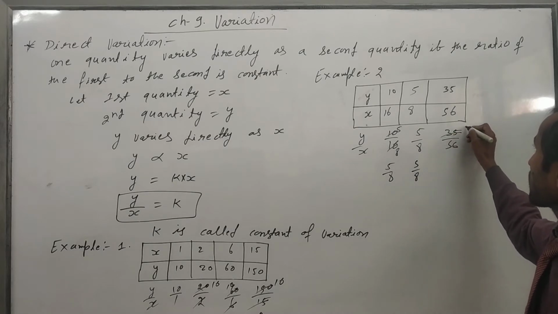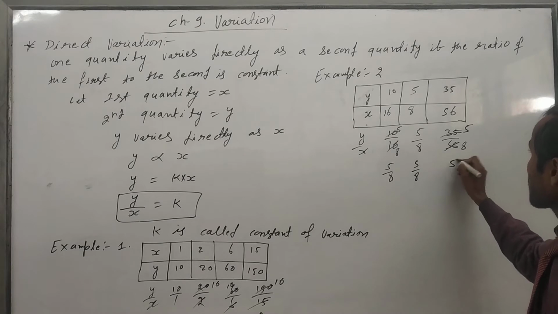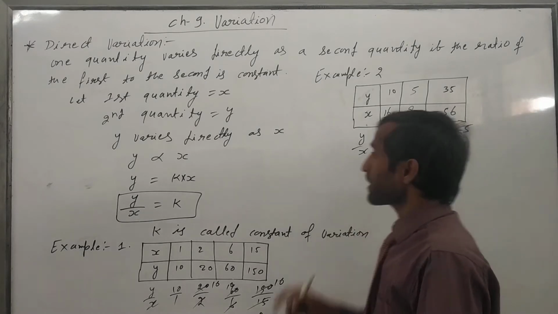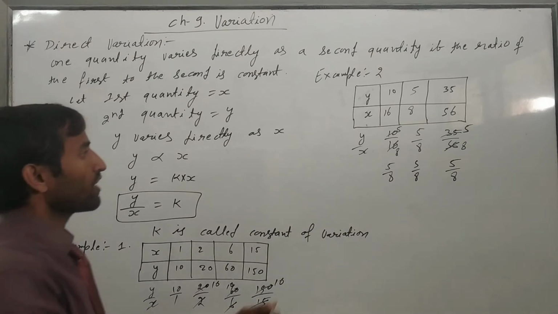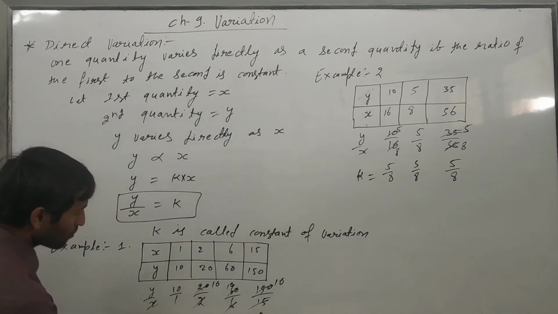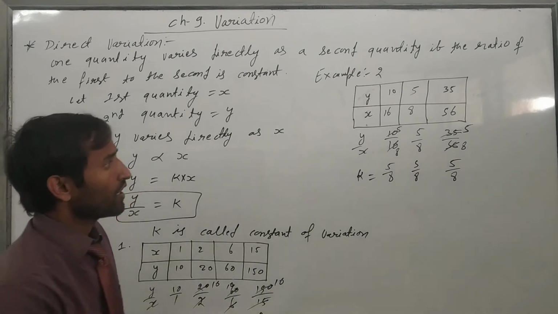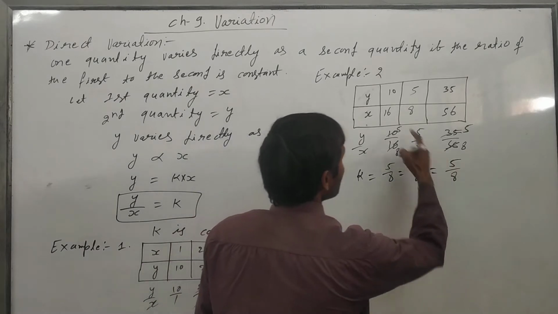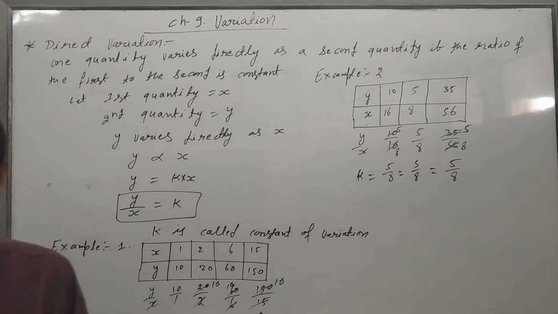We will cancel out: 7 fives are 35, 7 eights are 56. Again it has come 5 upon 8. So all three have the same value, 5 upon 8. So the ratio is the same, and the k value is this only. k is equal to 5 upon 8, and in the previous example k is equal to 10 for each and every step. So we can say that this is directly proportional. This is the meaning of direct variation.